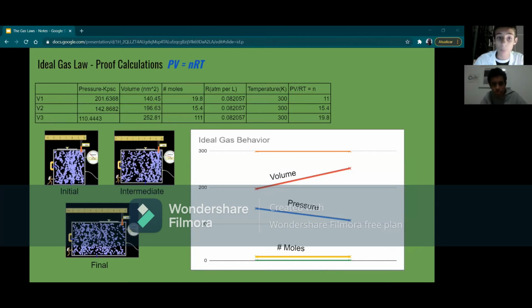We also tried making a graph to represent the ideal gas law through our simulation. In the graph, the rise in volume causes the pressure and the number of moles to drop, since there is less concentration of particles, meaning these spread out more. So it just connects all the dots together.